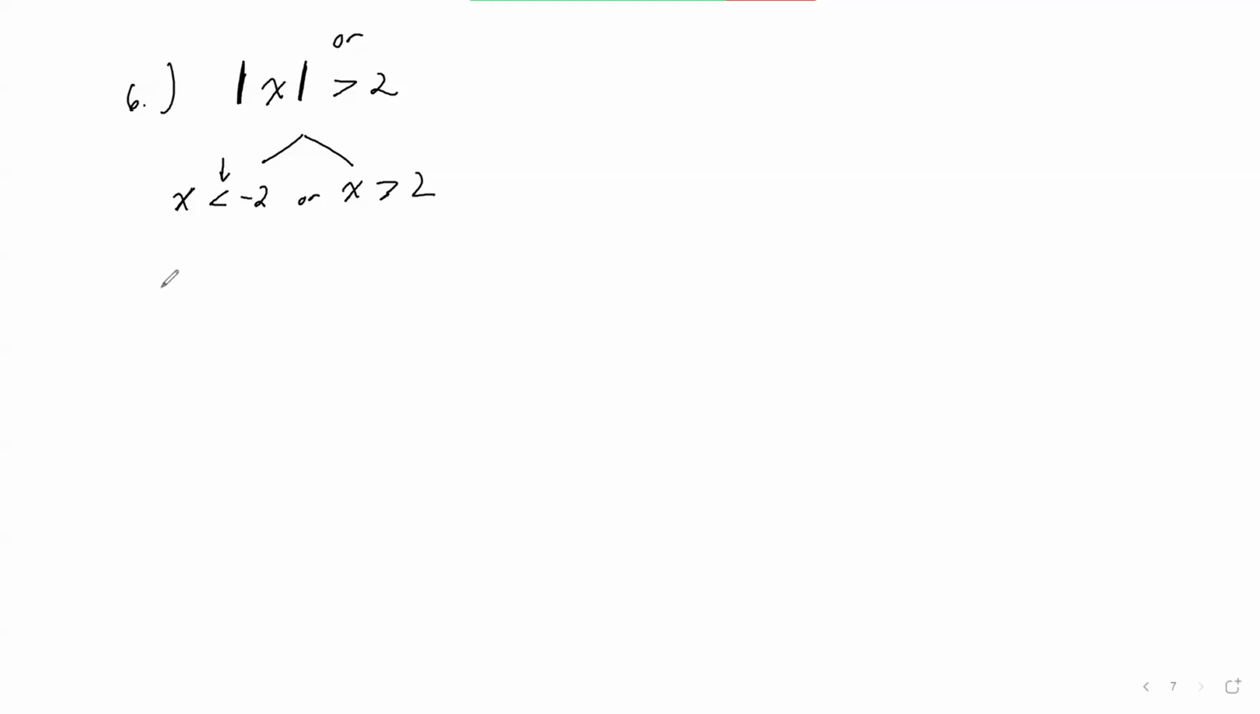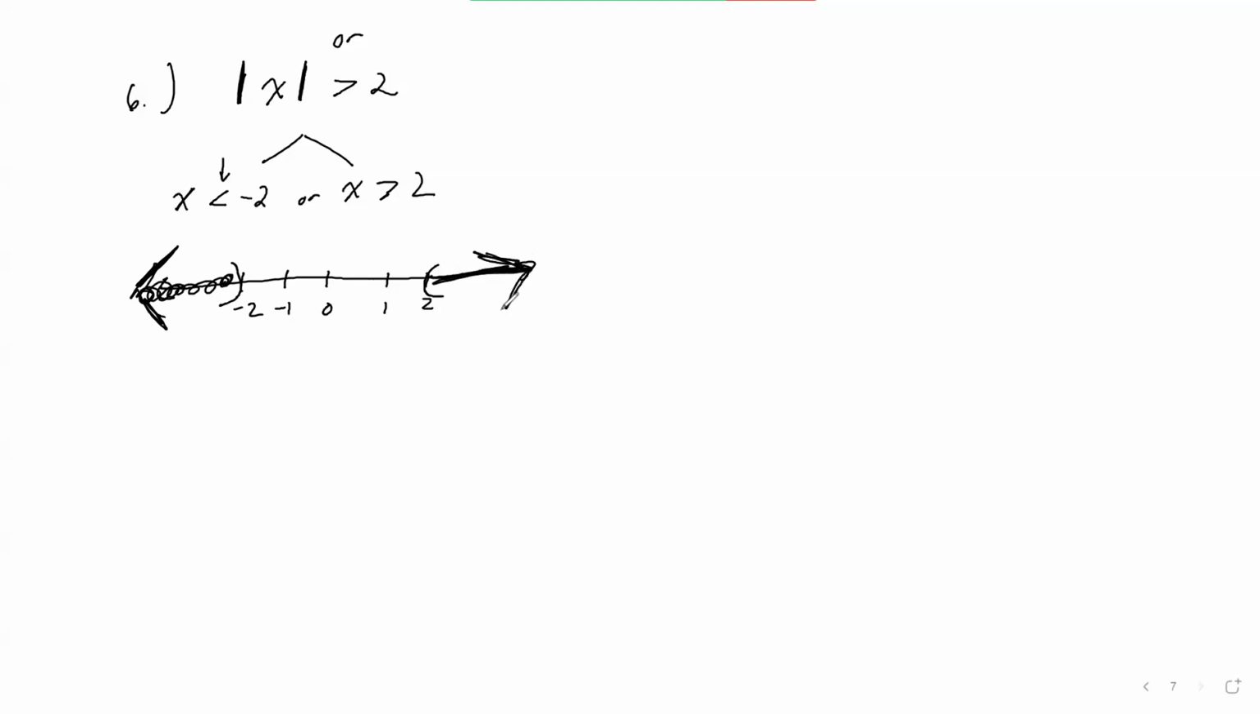So let me graph it so you can see what's going on. Notice these guys make an arrow in the direction that they shade. So at negative 2, I would shade to the left, and it also gets a parenthesis. So I'm going to put a parenthesis and shade to the left. Then I'm going to go to 2, put a parenthesis, and shade to the right.